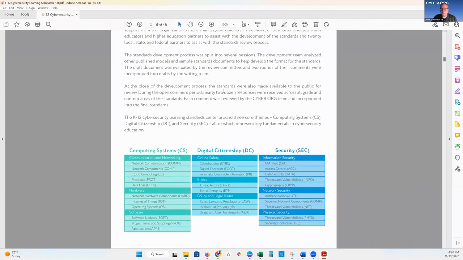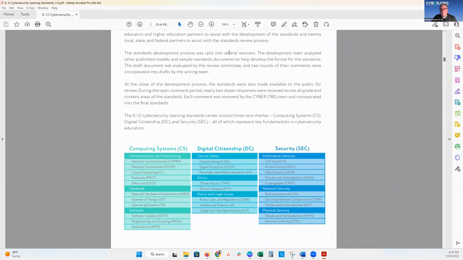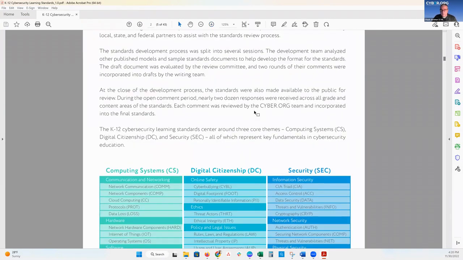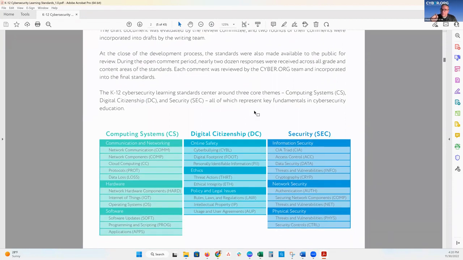Computing systems, digital citizenship, and security are the three categories. And within each of those categories are three subcategories. And I think security is most applicable, right? That's the most solid cybersecurity content. Again, technical, but it doesn't require technology necessarily in the classroom, where we're talking about information security, network security, and physical security. We got a lot of great digital citizenship content.